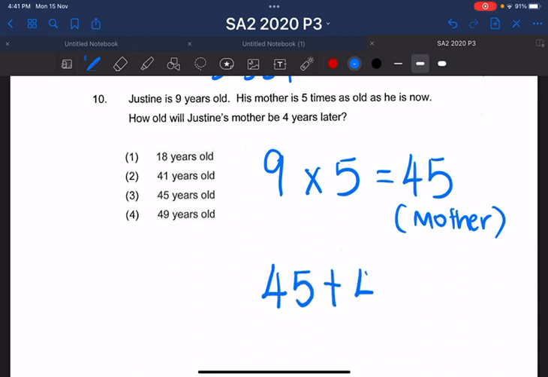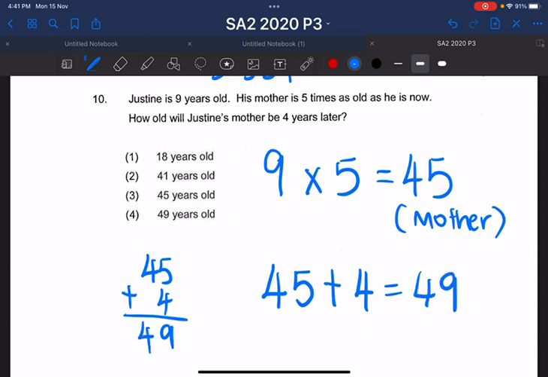4 years later, she will celebrate 4 more birthdays. So I plus 4 because she's going to get older. Right? Now, 45 plus 4, if you can do your mental sum, of course, that's great. If you can't, you can always do your workings. And the answer is 49. So that's the answer for question number 10.